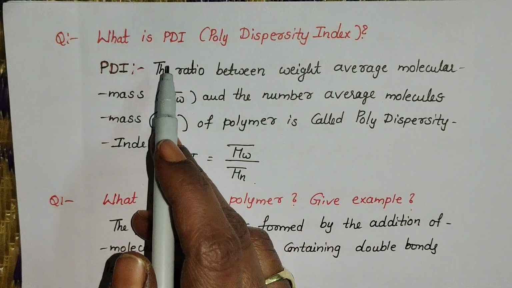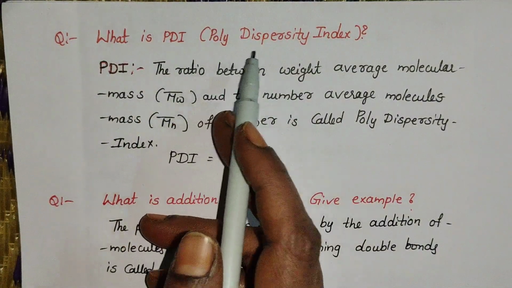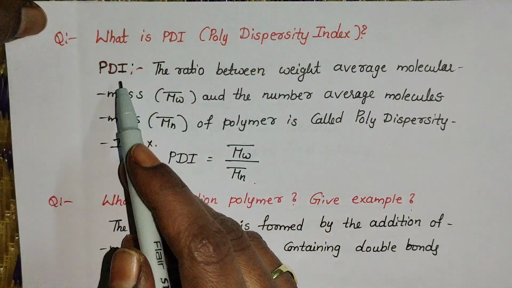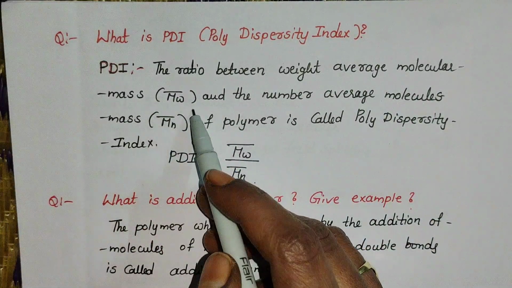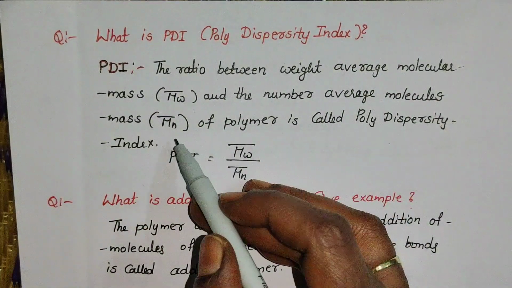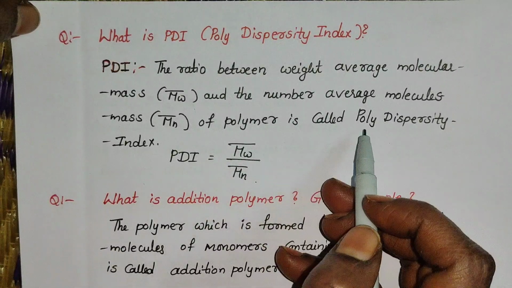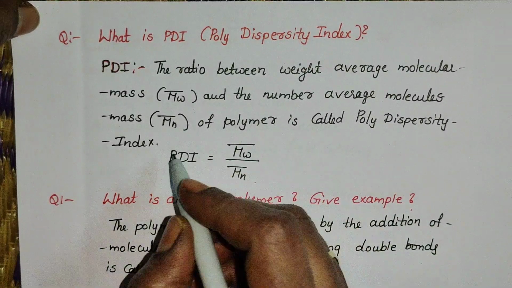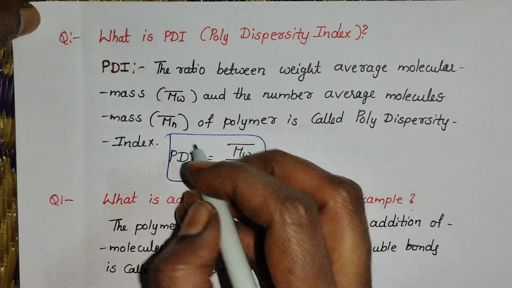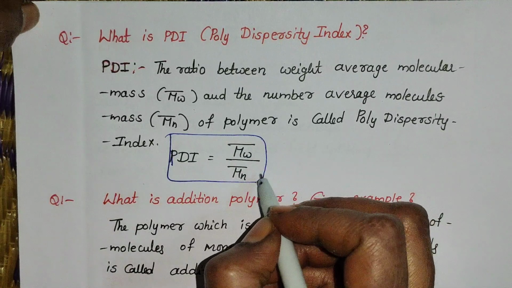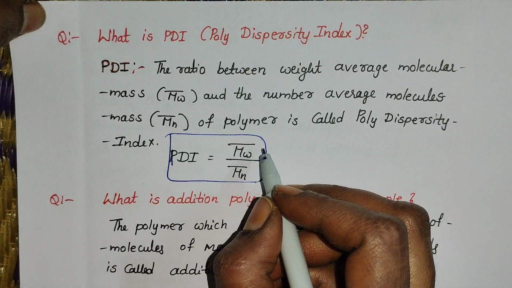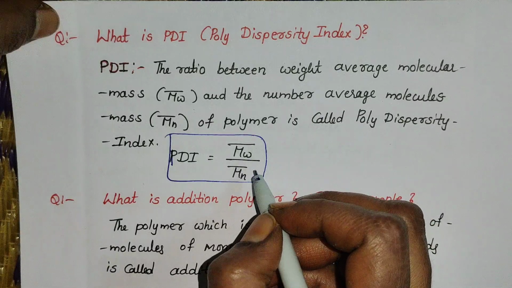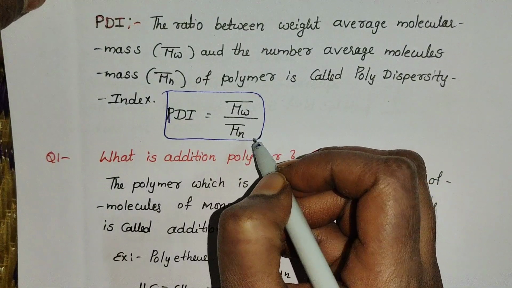Next, what is PDI? PDI full form is polydispersity index. Polydispersity index is the ratio between the weight average molecular mass, Mw bar, and the number average molecular mass, Mn bar, of a polymer. Simply you have to remember this formula: PDI equals Mw bar by Mn bar. Mw bar means weight average molecular mass and Mn bar means number average molecular mass.